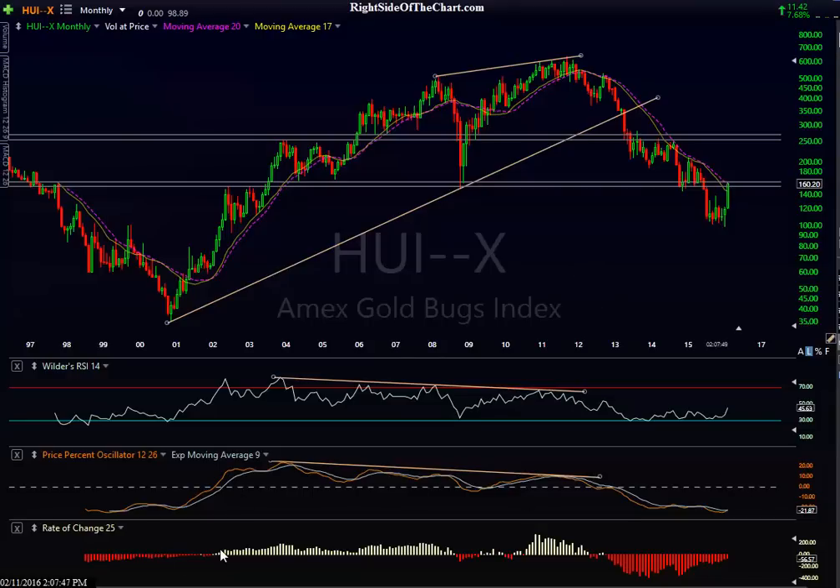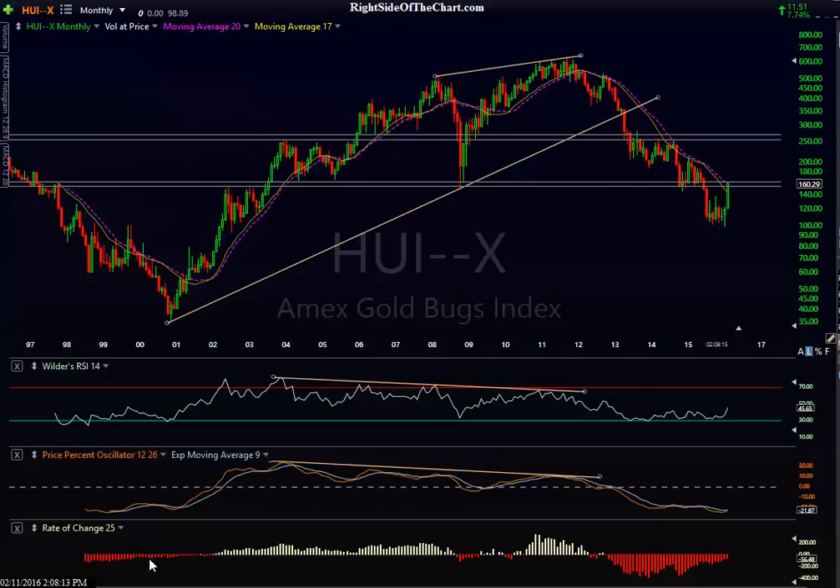This is an ROC 25, rate of change 25. On my index charts for the U.S. equity indices, I typically use an ROC 12 or 13 on the monthly time frame. But the gold mining stocks are a whole different animal. They trade differently. I play around with the numbers, and I find that the ROC 25 fits with the fewest amount of whipsaws. Whipsaws meaning a false buy or sell signal.